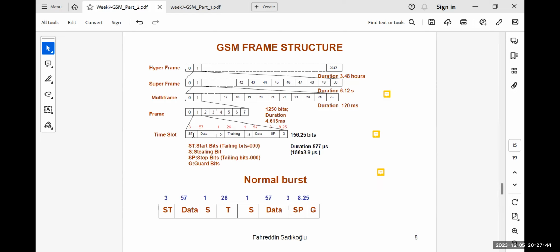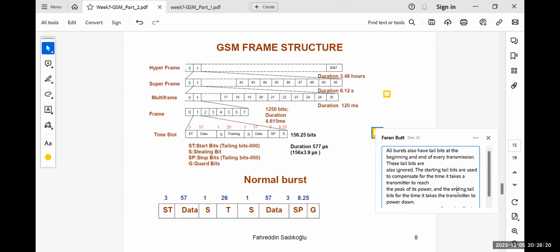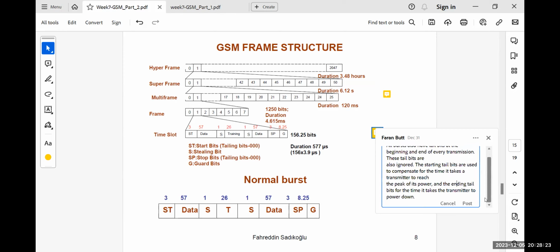Okay, so in the starting bits, we have 3 starting bits, then we have 57 bits of data, and then we have a stealing bit, stop bits and the guard period. So overall, we can say that we have 156.25 bits associated with a certain time slot that is allocated to any user that is using the GSM network, right? All bursts also have tail bits at the beginning and the end of every transmission. These tail bits are also ignored. The starting tail bits are used to compensate for the time it takes a transmitter to reach the peak of its power, and the ending tail bits for the time it takes the transmitter to power down.